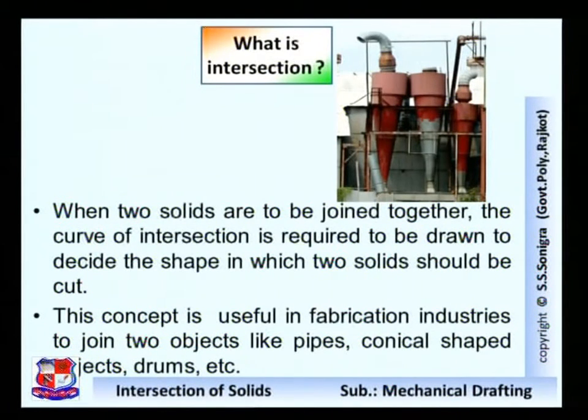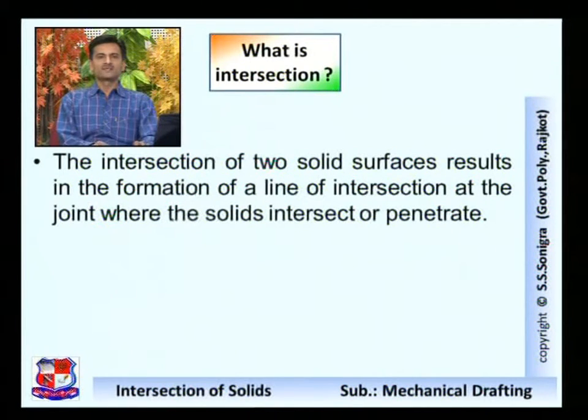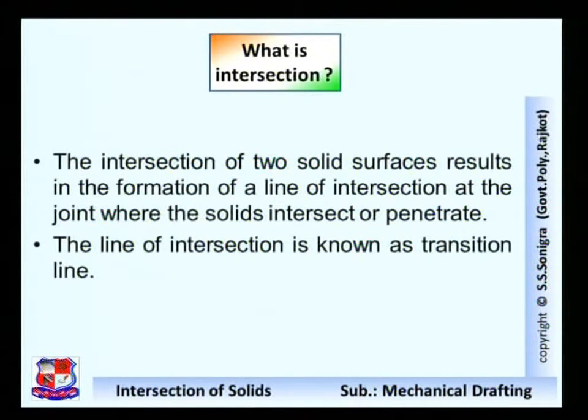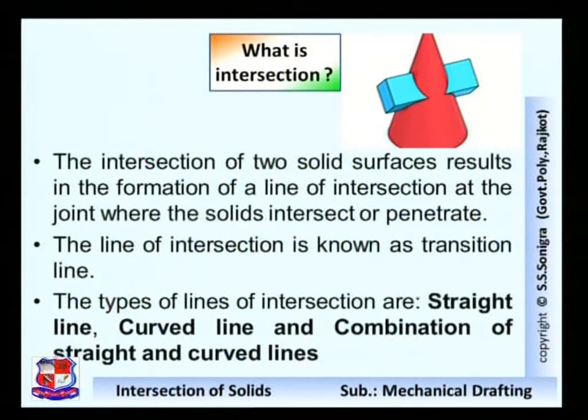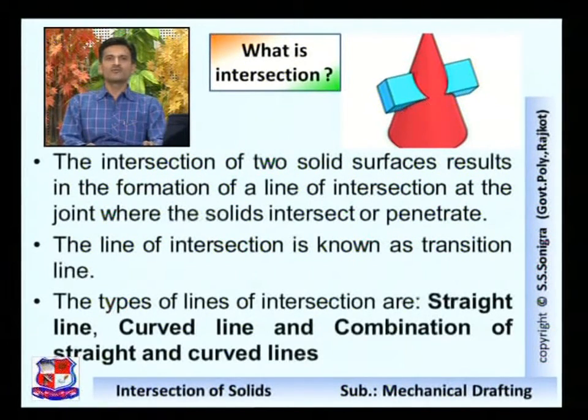This is the combination of cylinder and cone. The intersection of two solid surfaces results in the formation of a line of intersection at the joint where the solids intersect or penetrate. The line of intersection is known as the transition line. This is one intersection of a cone and a square prism. The types of lines of intersection are straight lines, curved lines, and a combination of straight and curved lines.